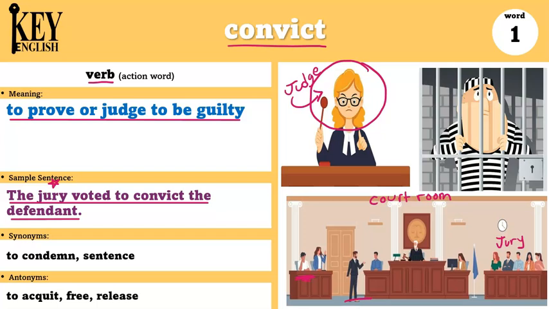The person, we call them the defendant. And then after they vote, the judge will convict them. The judge will send them to jail. So another example of using this word would be, the judge convicted him of stealing money. So the judge said that he is guilty. He did the bad thing.